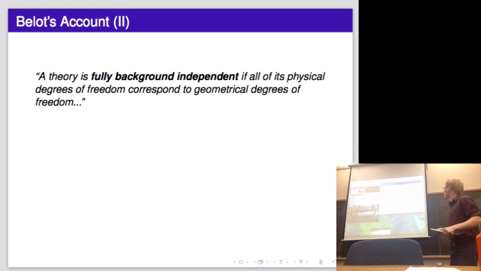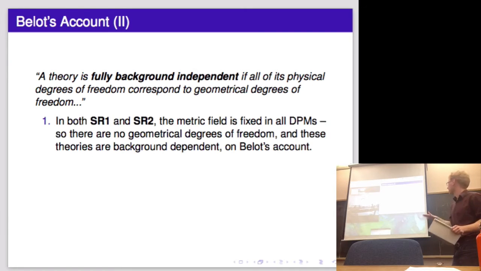This seems to be satisfied in general relativity, where a different configuration of the physical fields via the Einstein field equations leads to a different configuration of the geometry. But it's not satisfied by SR1 and SR2, because in that case, we have all these different inequivalent configurations of the physical fields, but we only have the same geometry in every case. So the number of physical degrees of freedom is bigger than the number of geometrical degrees of freedom, because in fact there are no geometrical degrees of freedom. So the theory turns out to be background dependent. Both of these theories turn out to be background dependent on Belot's definition.